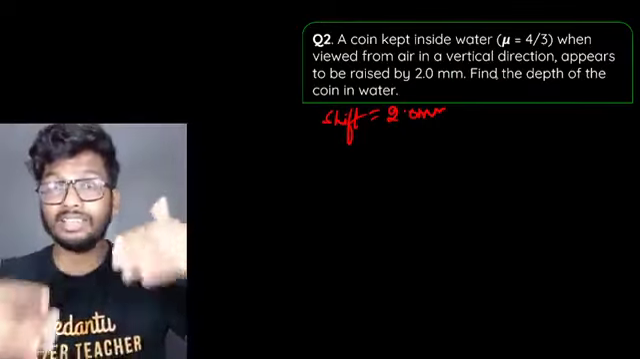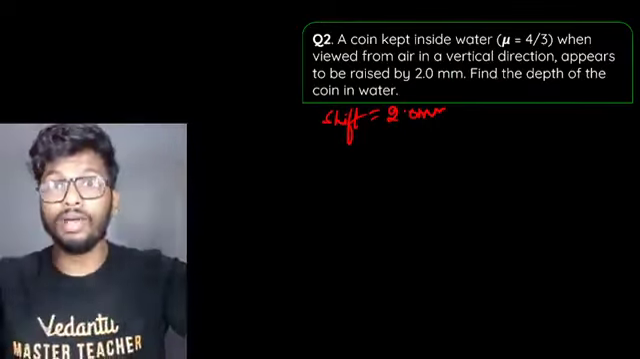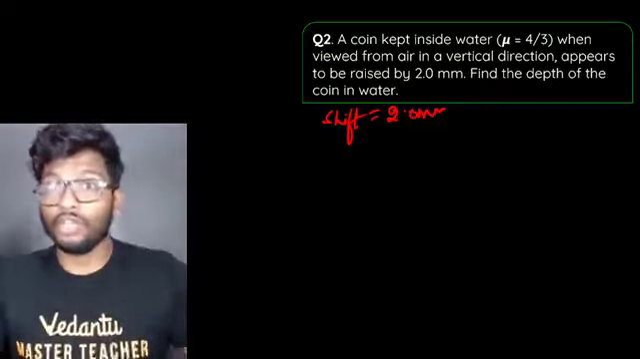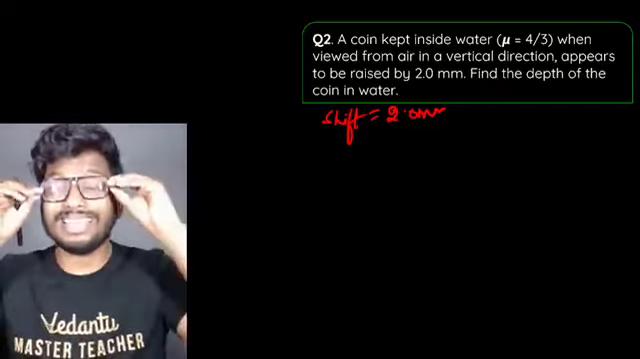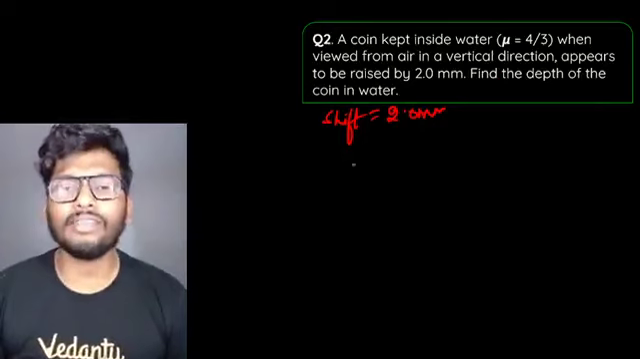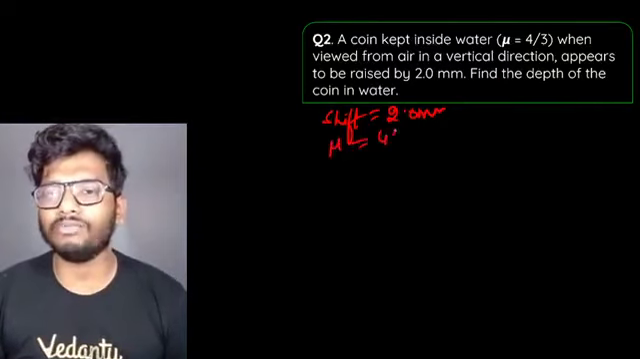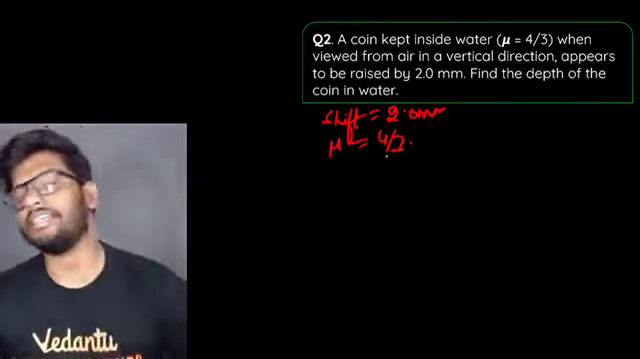By what? Is it 5 mm first and then 2 mm, or 7 mm first, then 2 mm? You do not know that. So you're supposed to find out the real depth value. They've given you the refractive index of water as well. That is 4/3.